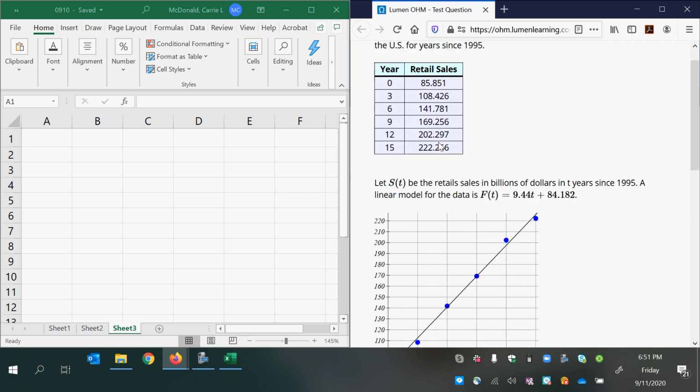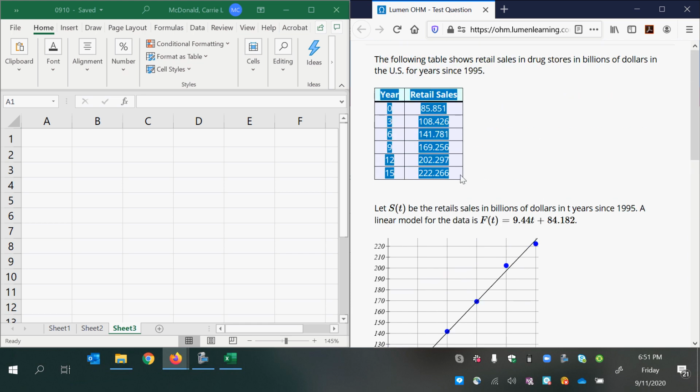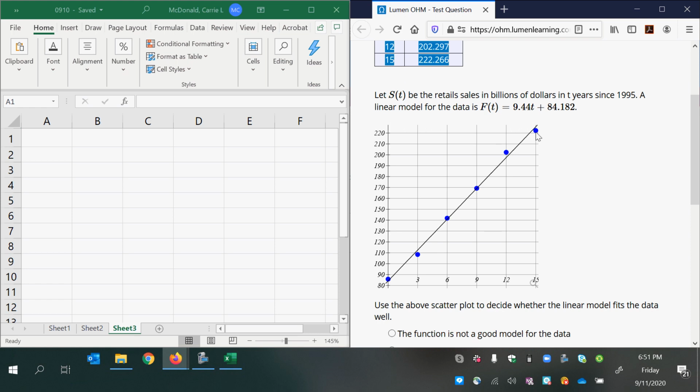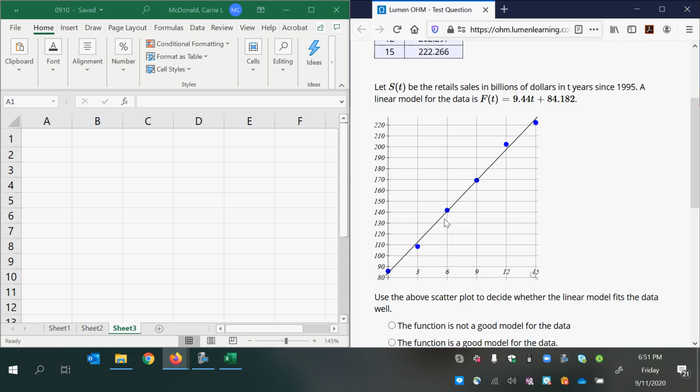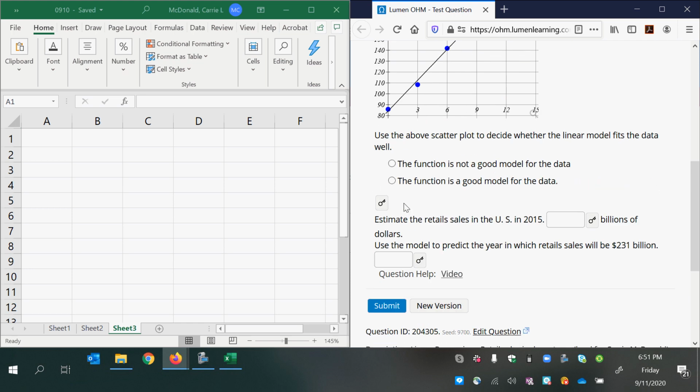Now, if we take this set of numbers and make a scatter plot and do the calculations, we would come up with this same scatter plot and this same linear equation using the least squares method. So we don't have to do that part, but we're going to use this information. So let's go on and read what they want us to do here.